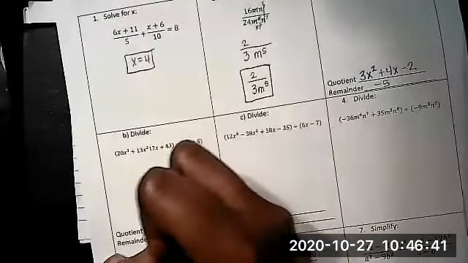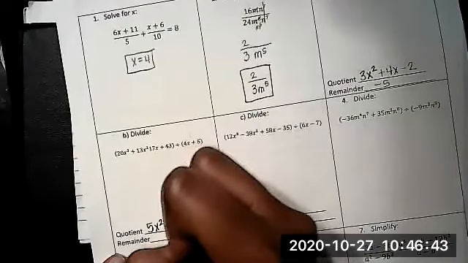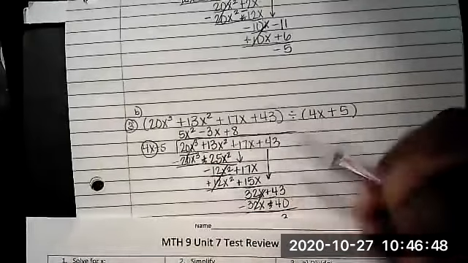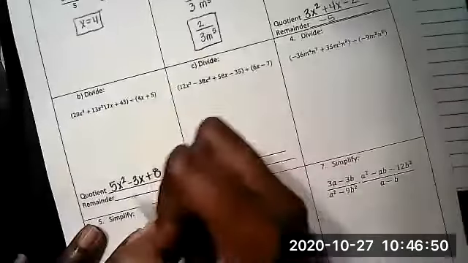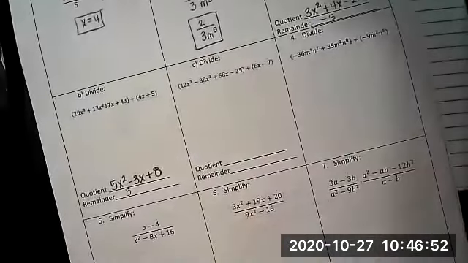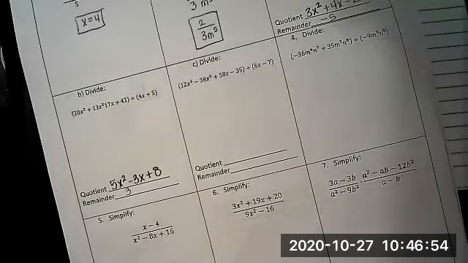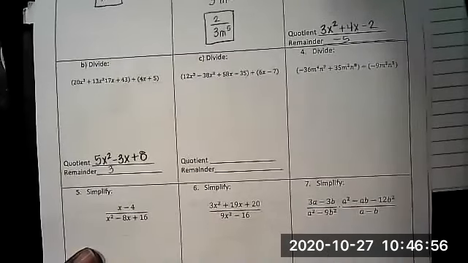The quotient answer is 5x squared minus 3x plus 8. Let me make sure I got that right. Yes, plus 8. And then the remainder is 3. So I'm just going to put the remainder as 3 there. Okay, perfect. Good. All right, so for this one, I wrote this out as well.